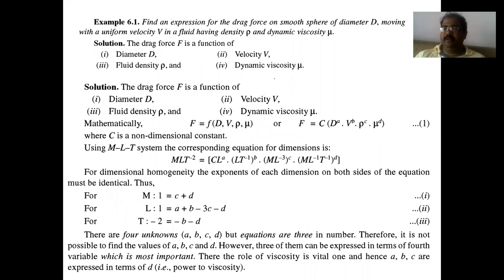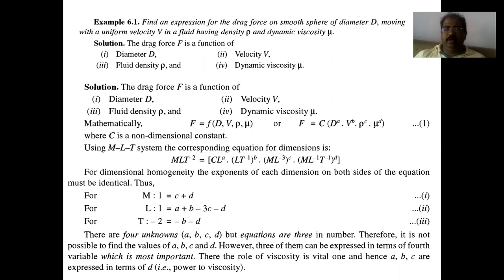This method is explained with one basic example. Find an expression for the drag force on a smooth sphere of diameter d moving with a uniform velocity v in a fluid having density rho and dynamic viscosity mu. You have to derive an expression for the drag force, which depends on the diameter of the sphere, the velocity, the density, and lastly the dynamic viscosity. So let us start.